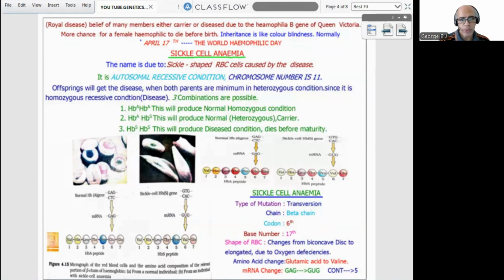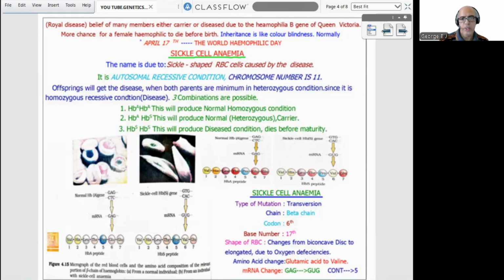There is more chance for a female hemophilic patient to die before birth. Inheritance is just like colorblindness. That is regarding hemophilia, and interestingly, there is a hemophilia day. Normally it is April 17th, World Hemophilia Day.